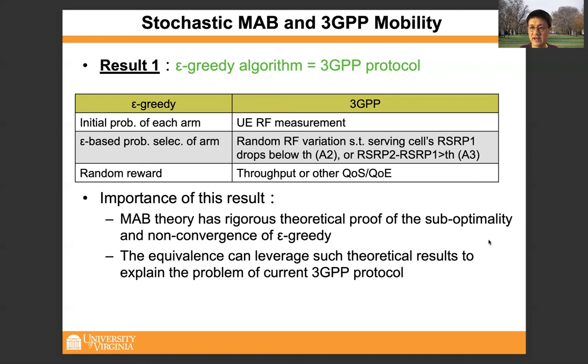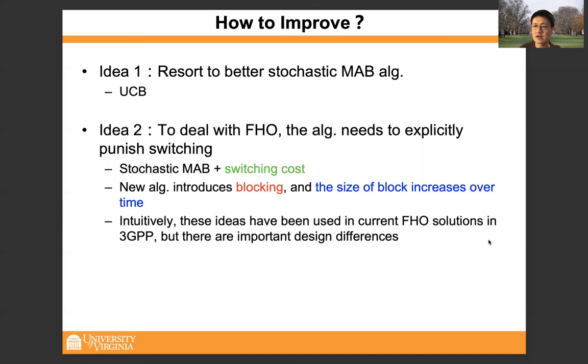The importance is that once you have this equivalence, you can use MAB theory, which has rigorous theoretical proof of the suboptimality of epsilon-greedy and the non-convergence of epsilon-greedy as well. The non-convergence part really explains why you cannot solve the FHO problem in the previous 3GPP protocol. Okay, so how to improve?